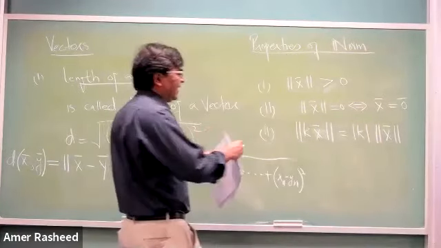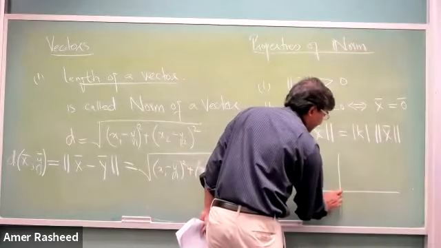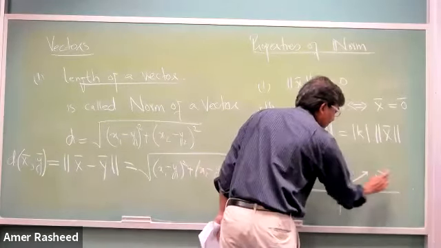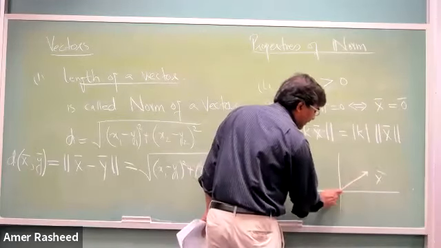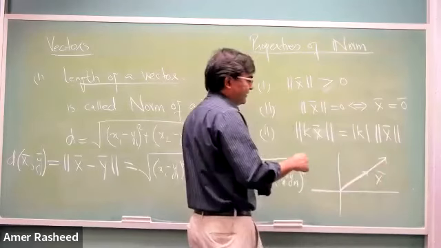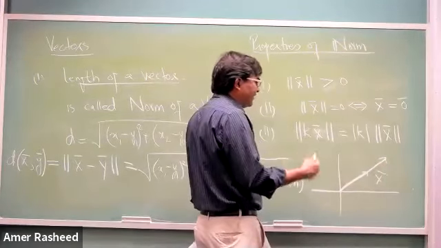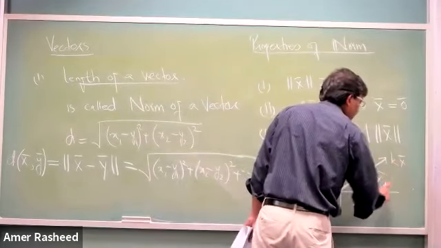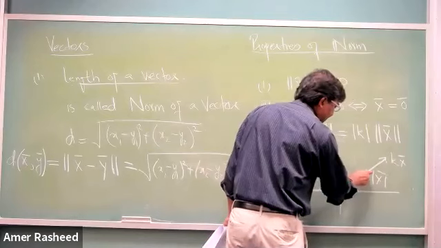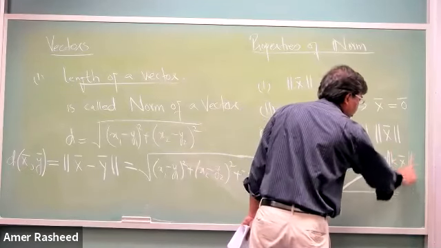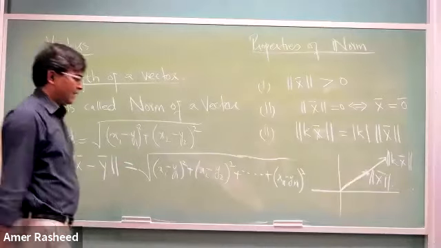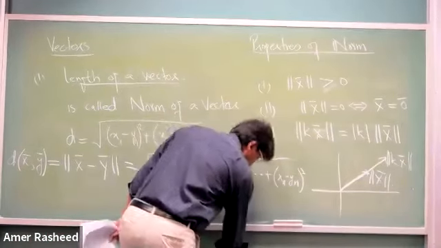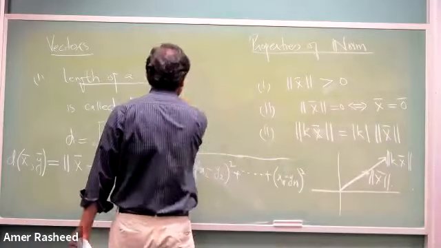Geometrically, what does it mean? If you have some vector here, the x vector, and you multiply this vector with some scalar k, then it will be scaled by a factor of k. So now the norm of this vector, meaning the length of this vector, is this, and the length of the scaled vector should be k times the length of x. Geometrically, this is so.